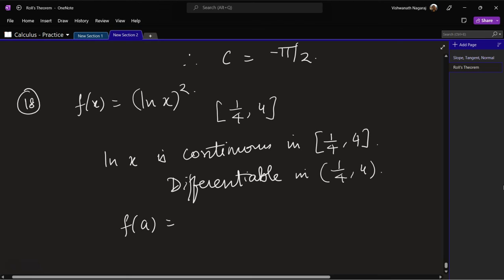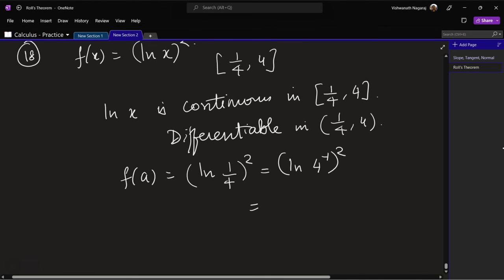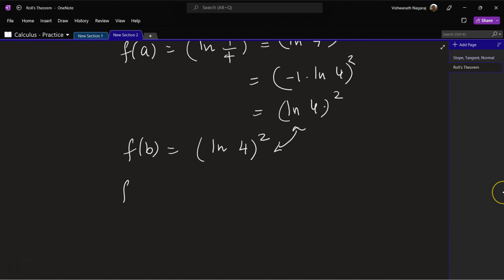Okay, f of a is equal to what? Natural log of 1 by 4 whole square. Now this can be written as natural log of 4 to the power of minus 1, whole square. Now this can be written as minus 1 natural log of 4 whole square, which means natural log of 4 whole square. Now f of b is equal to natural log of 4 whole square, and these two are same. So f of a equal to f of b.